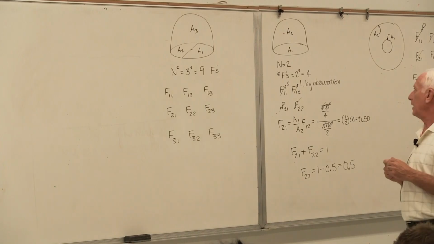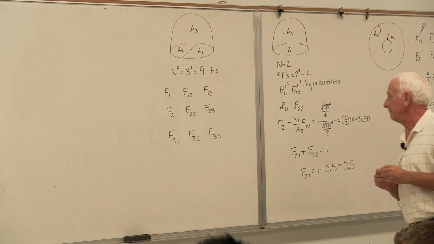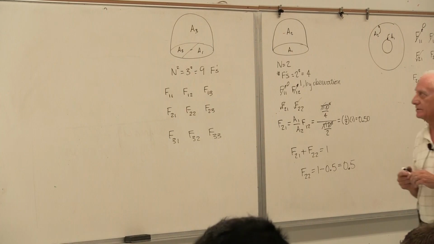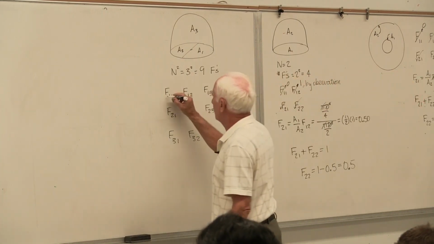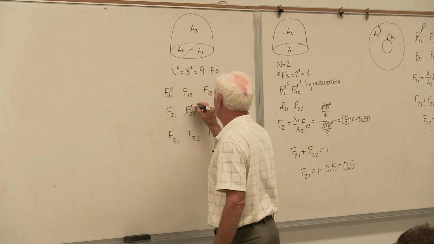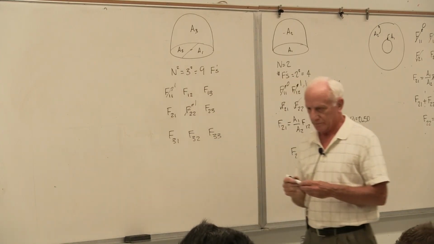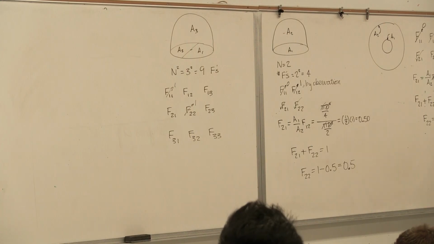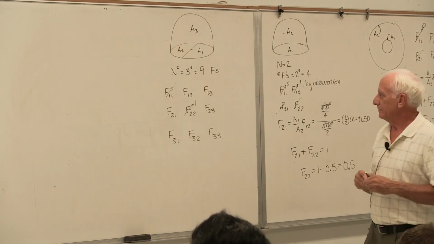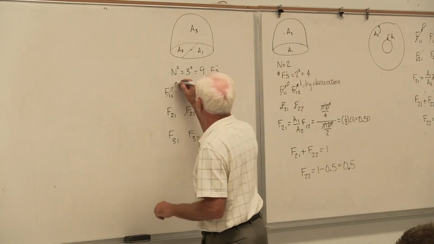Are there any plane or convex surfaces? Plane or convex? Yep. A1, A2. Conclusion. F11 is 1. F22 is 1. Not F33. That's a concave surface. Take the easy ones again. How about 0?